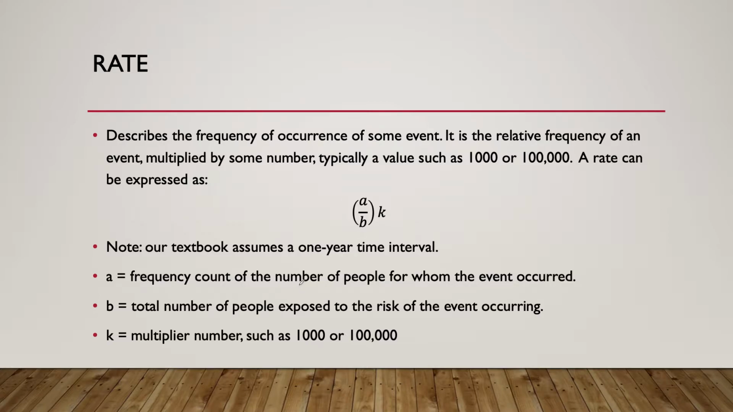A is a frequency count of the number of people for whom the event occurred. B is the total number of people exposed to the risk of the event occurring. And K is the multiplier number, which is that 1,000 or 100,000, for example.